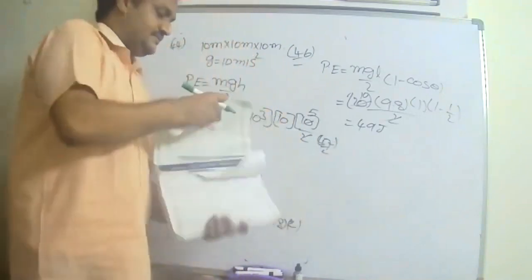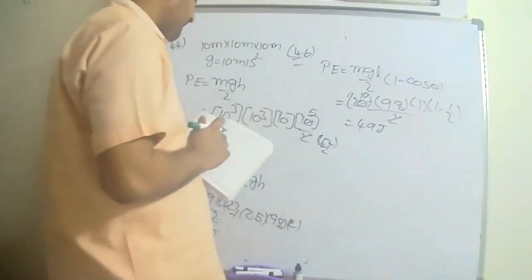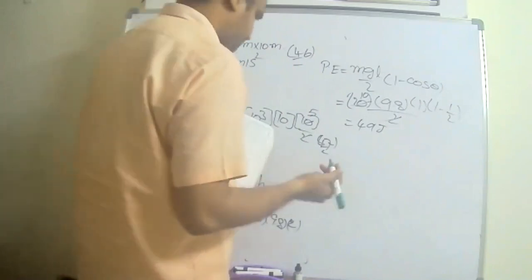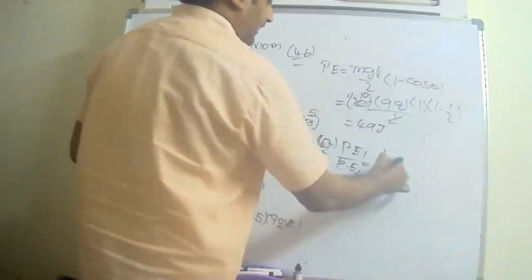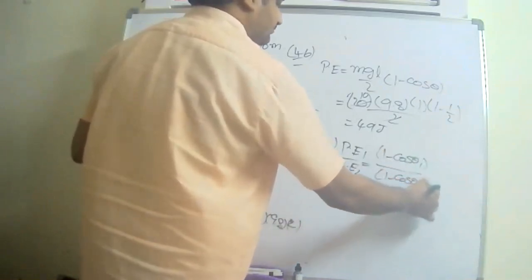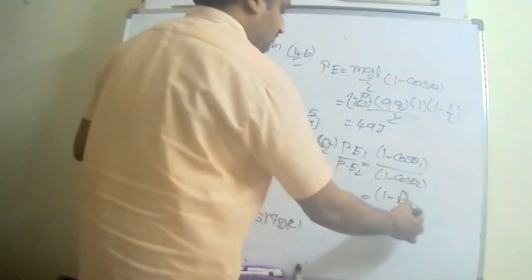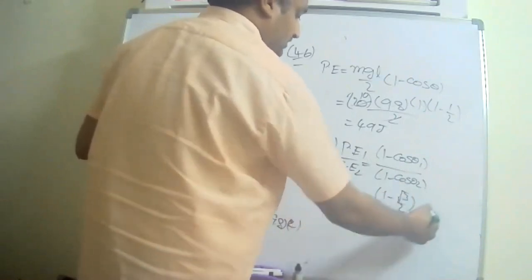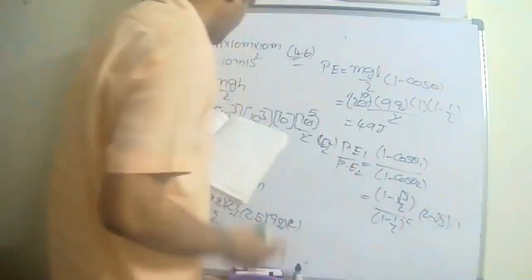Next, two identical simple pendulums are swinging in vertical plane. The ratio of their potential energies when they make angles 30 and 60 with the vertical is PE1/PE2, that is 1 minus cos theta 1 by 1 minus cos theta 2. So substitute 1 minus cos 30, that is 1 minus √3/2, by 1 minus 1/2. Half the 2 minus √3, half cancels, so 2 minus √3 is to 1. Okay na?